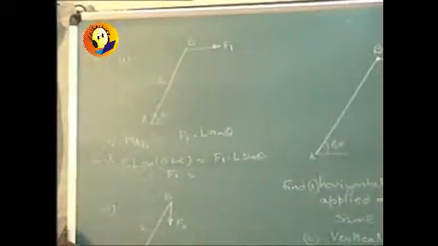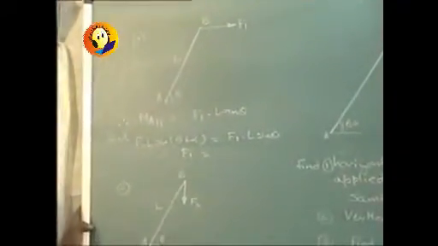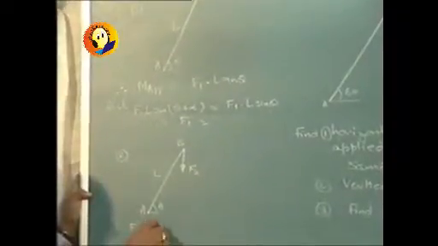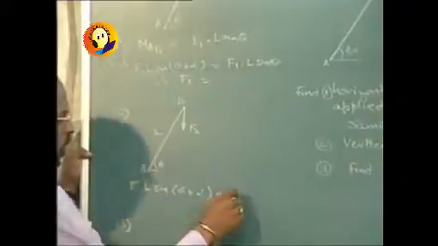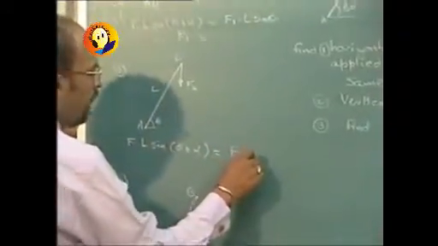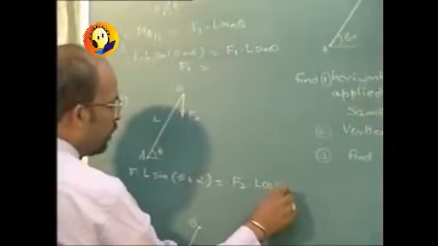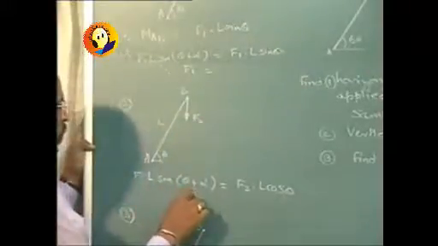Exactly in the same manner, in the second case, F into L into sine of (theta plus alpha) will come out to be F2 into L cos theta, and therefore F2 can be calculated.